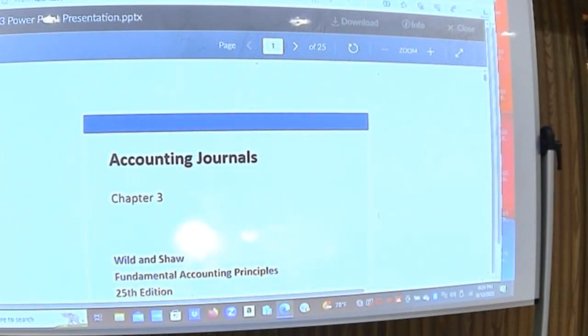Okay, here we are with chapter 3. It talks about accounting journals. A journal is called a book of original entry. That means that when you have a particular transaction that relates to a specific journal, this is where you write it down first, and this is where it enters your accounting information and records. So, accounting journals.